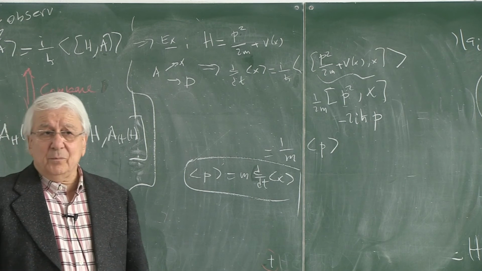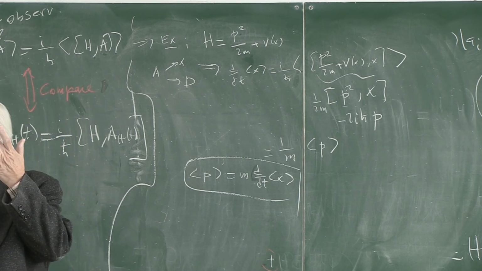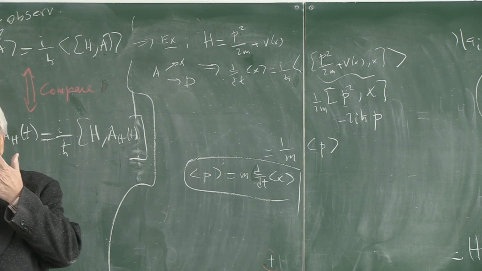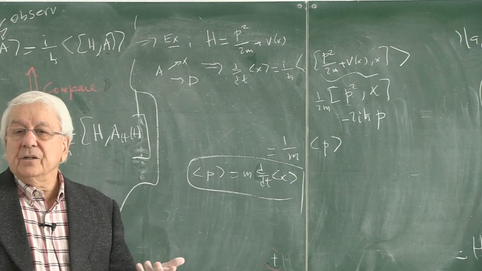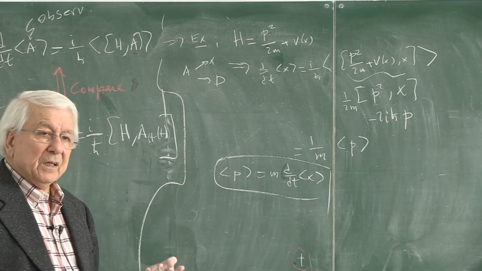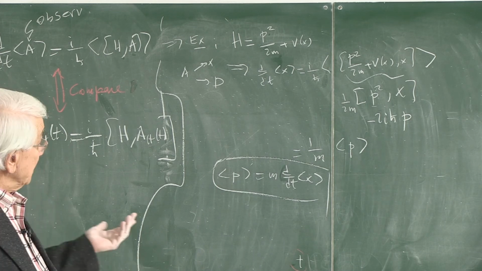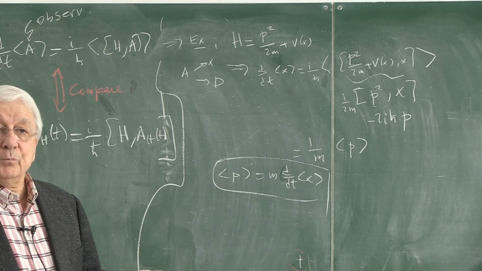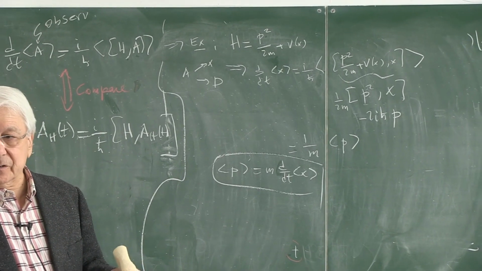If you identify d by dt of the expectation value of x as the velocity operator, then mass times the velocity operator is the momentum operator. Again, this recovers, in the context of the correspondence principle, a classical expression. Well, that's classical, right? Because expectation values are classical. You reproduce exactly the classical knowledge that momentum is mass times the velocity.